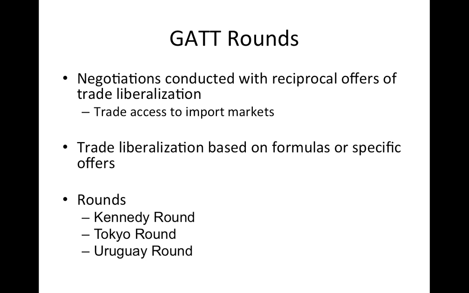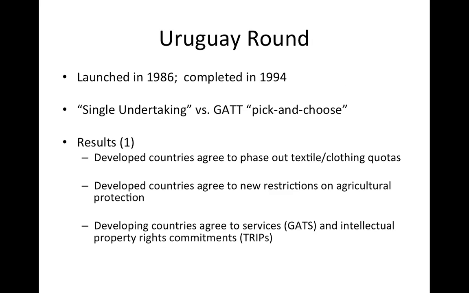And there were a number of important rounds of trade negotiations, and I'll just mention three here. One is the Kennedy round in the early 1960s. The other is the Tokyo round in the 1970s, both of which involved really important levels of trade liberalization, openness, especially among the developed world.